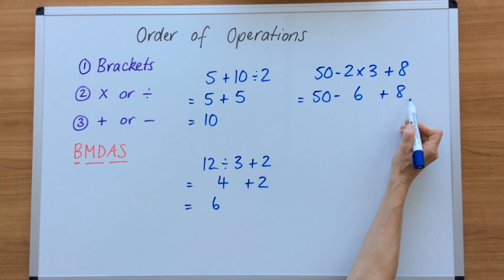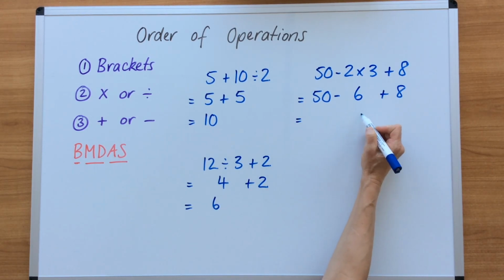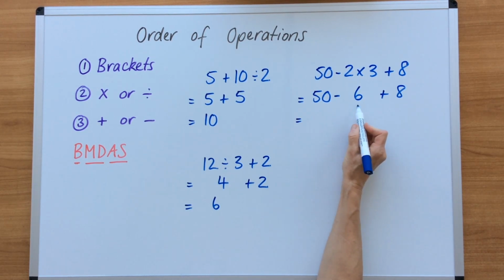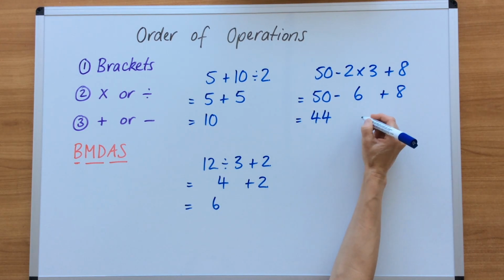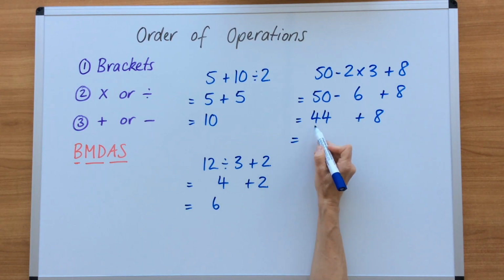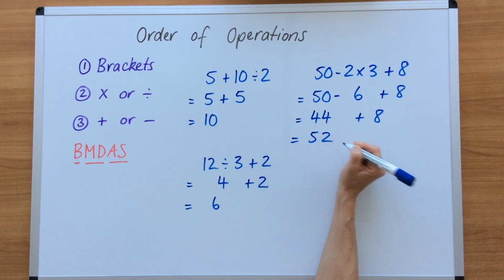Now I can work across the page now. So I can solve all the way across in one line. However, I like to solve them separately, so I'm going to do it separately for you. 50 minus 6 is 44. And I'm going to drop the plus 8 down there. And now I simply add 44 plus 8, which equals 52.